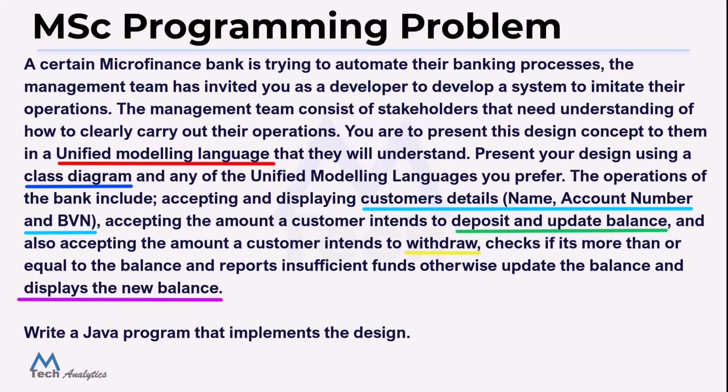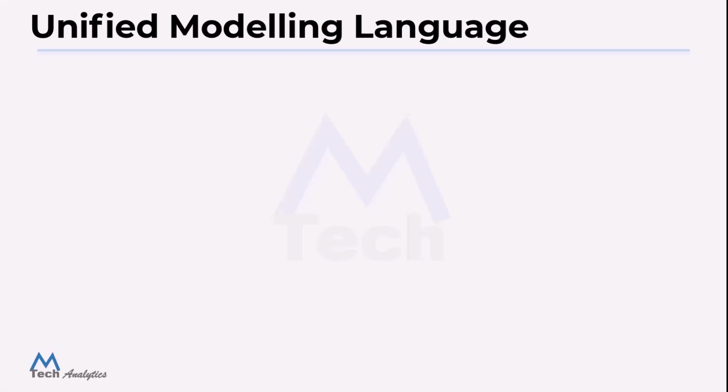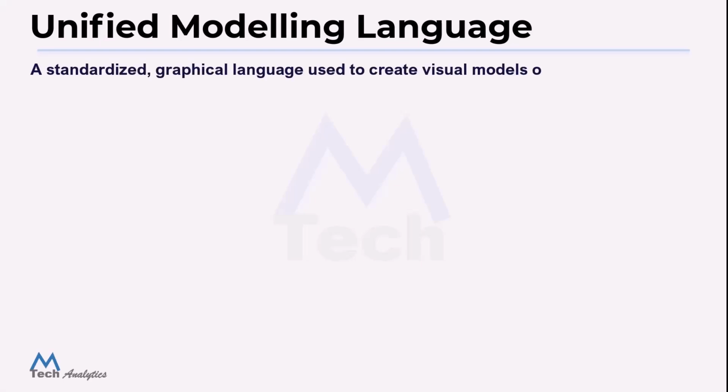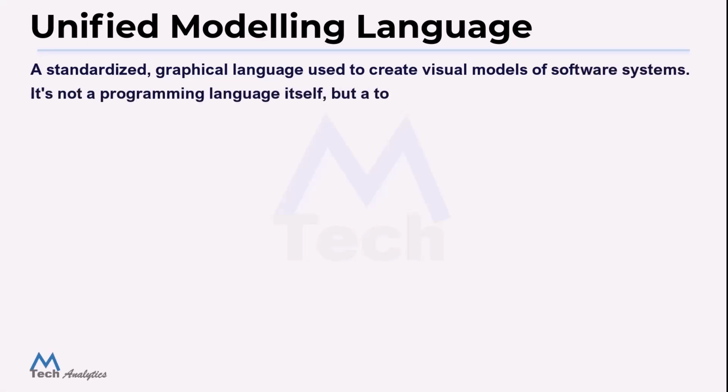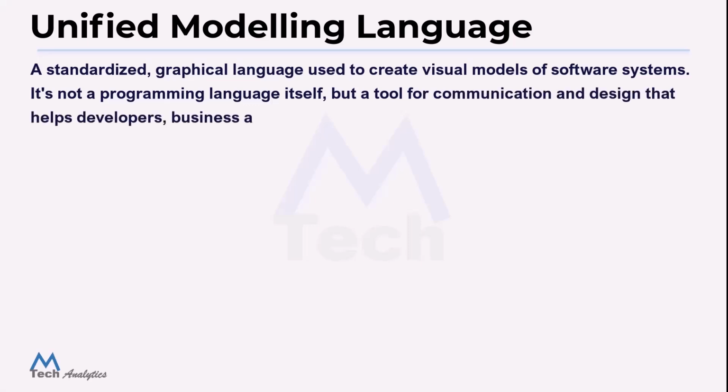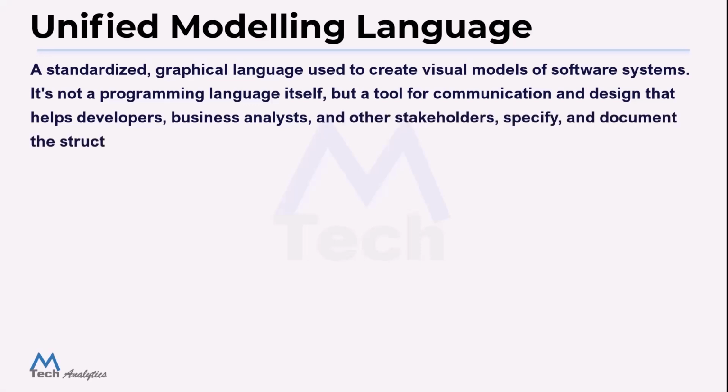Having understood these requirements, it's important for us to also understand what we mean by a unified modeling language. A unified modeling language is a standardized graphical language used to create visual models of software systems. It is not a programming language in itself, but a tool for communication and design that helps developers, business analysts, and other stakeholders specify and document the structure and behavior of a system.